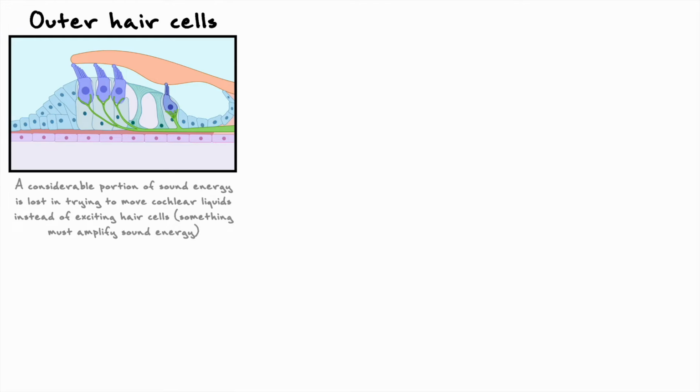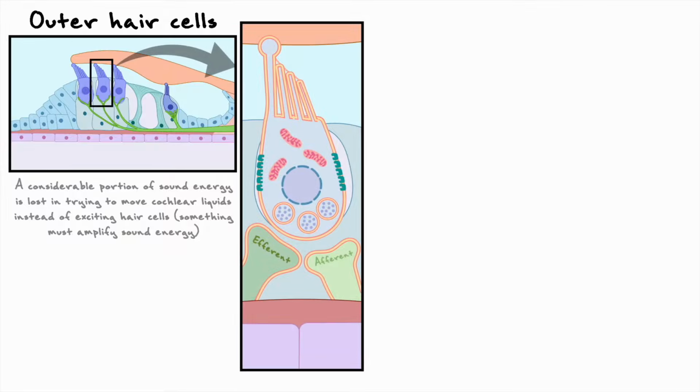Paired with the fact that the precision of the ear is way too sharp to function purely passively, several lines of evidence indicated that there must be a mechanism in the cochlea that amplifies sound energy. This is where outer hair cells come into play. If we take a closer look at outer hair cells, you will see that they are very similar to inner hair cells. However, they do have some key differences.